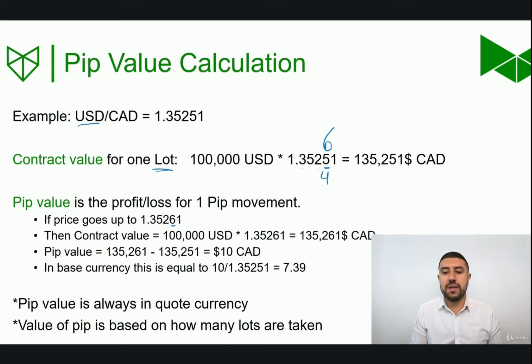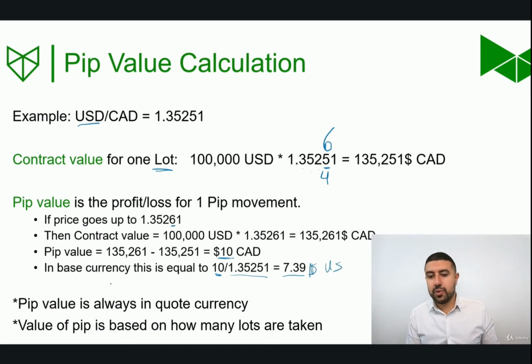Well, we would have made 135,261, the price at which we're selling, minus the price at which we bought at, 135,251. We would make $10, okay? $10 in Canadian. Now, if you want to know how much you made in the base currency in USD, all you would have to do is take the $10 divided by the exchange rate, which in this case would have given you 7.39 in US, okay?